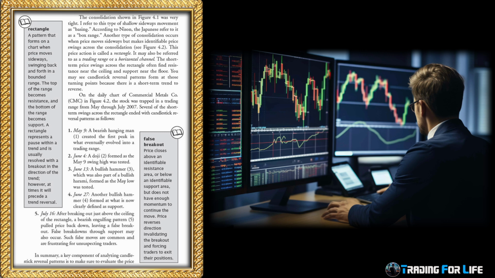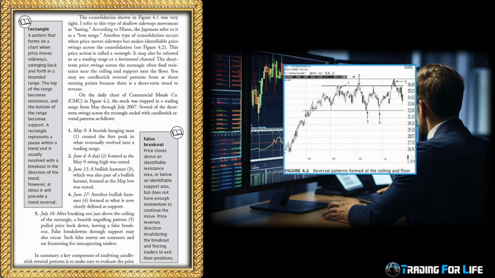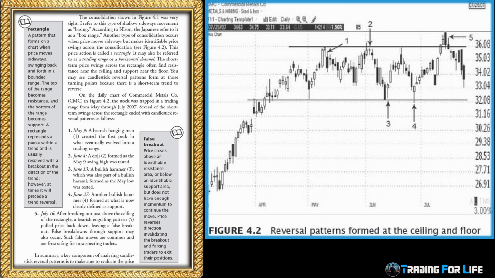Another type of consolidation occurs when price moves sideways, but makes identifiable price swings across the consolidation. See Figure 4.2. This price action is called a rectangle. It may also be referred to as a trading range or a horizontal channel. The short-term price swings across the rectangle often find resistance near the ceiling and support near the floor. You may see candlestick reversal patterns form at those turning points because there is a short-term trend to reverse.